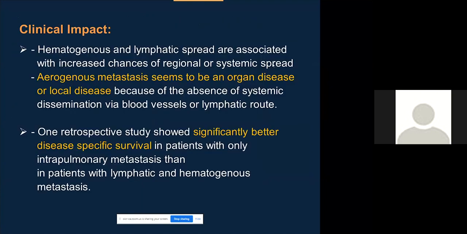I think I already made the point that clinically we see something that is different, and the clinical impact is that hematogenous and lymphatic spread are associated with increased chances of regional or systemic spread. On the other hand, aerogenous metastasis seem to be an organ disease or local disease because of the absence of systemic dissemination via blood vessels or lymphatic route. One retrospective study showed significantly better disease-specific survival in patients who had only intrapulmonary metastasis than in patients with lymphatic and hematogenous metastasis.